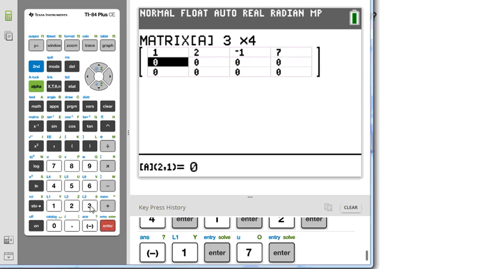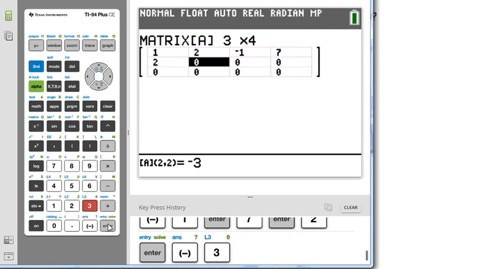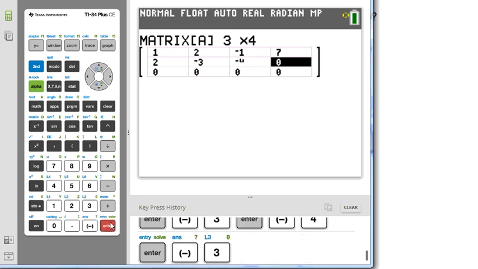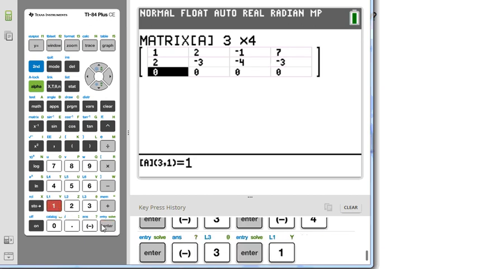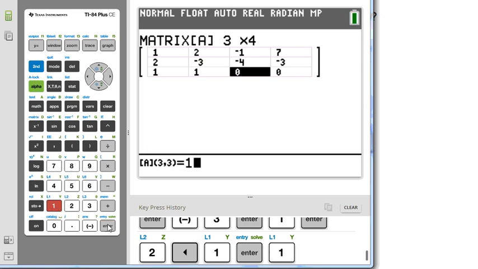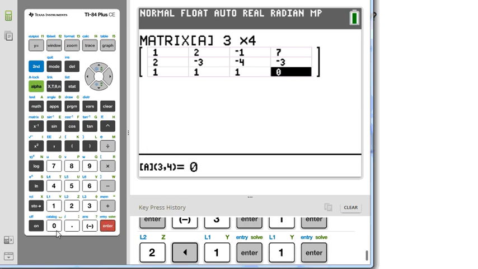That's the first row. Then we have 2, -3, -4, -3. And the last one we have is 1, 1, 1, 0.